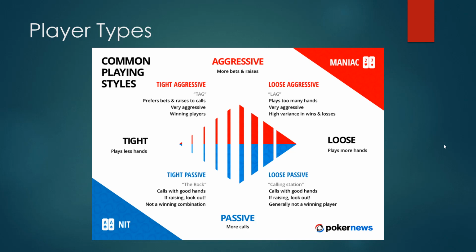This is the person that sits at the table and plays like 2 hands every hour. When they play, you know you need a monster hand to beat them, but if you don't hit your monster hand, you just fold. So tight aggressive, the TAG, is what they're known as. This is someone who is playing a select set of hands and raising and being aggressive with their hands. This is typically where you will see most winning players.